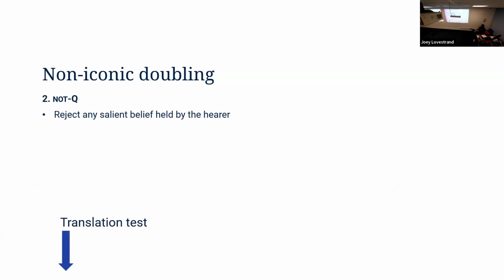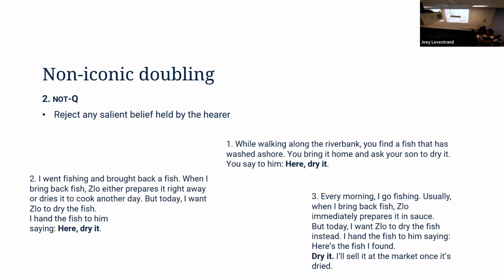The second kind of hypothesis that I have, which is completely different from the anti-mirativity thing that I just presented, is about the idea of rejecting any salient belief held by the hearer. And I'm going to show you some illustration with a translation task that I had. So I presented contexts 1, 2, and 3 to speakers with a target sentence, which is a target imperative, dry it. Like in one, walking by the riverbank, you find a fish, you bring it home and you ask your son to dry it.